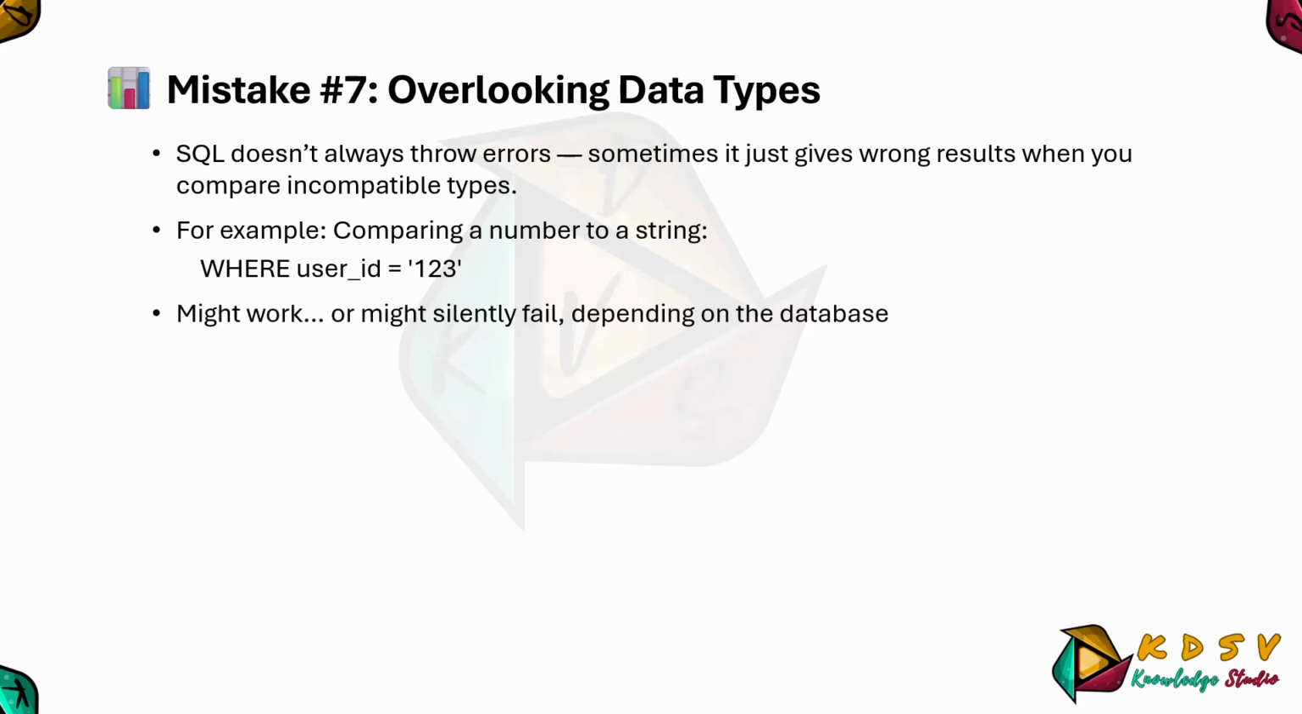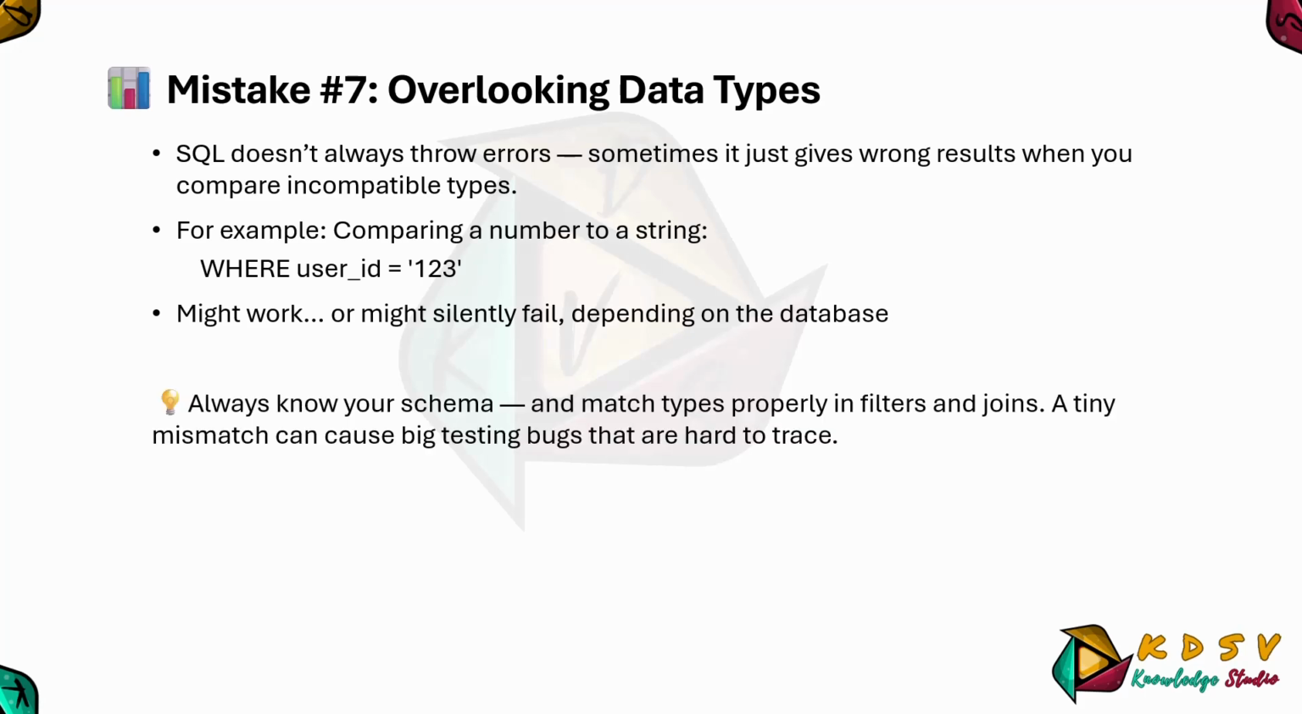This kind of mistake might work or might silently fail depending on your database. Always know your schema and match types properly in the filters and joins. A tiny mistake can cause big testing bugs that are hard to trace later.